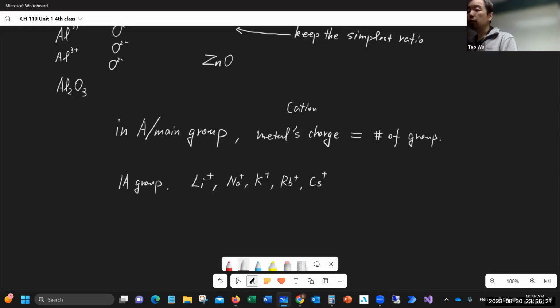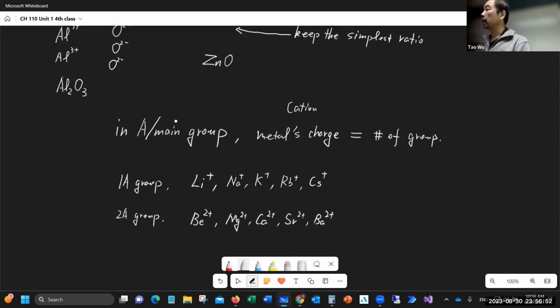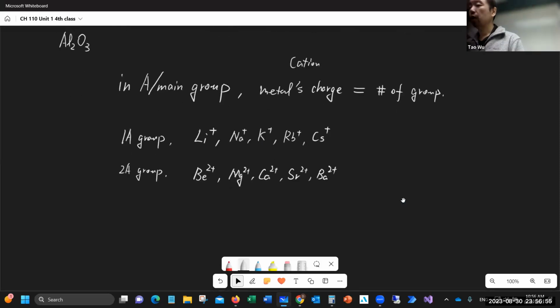Okay, and a 2A group, again, they should have a two positive charge because the metal's charge equals the number of group and also should be a positive charge. So beryllium should have a two positive charge, and magnesium has a two positive, the calcium has two positive, the strontium has two positive, barium has two positive. Okay, and 3A should also have a three positive charge.